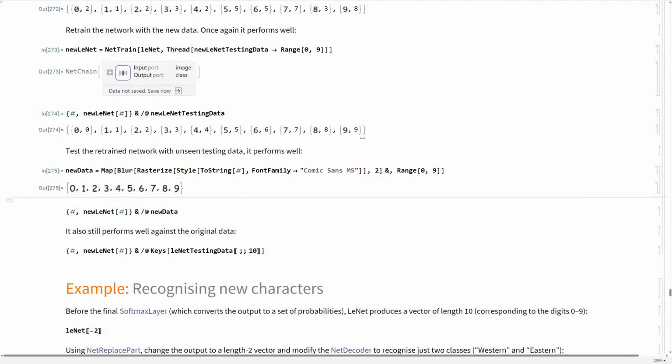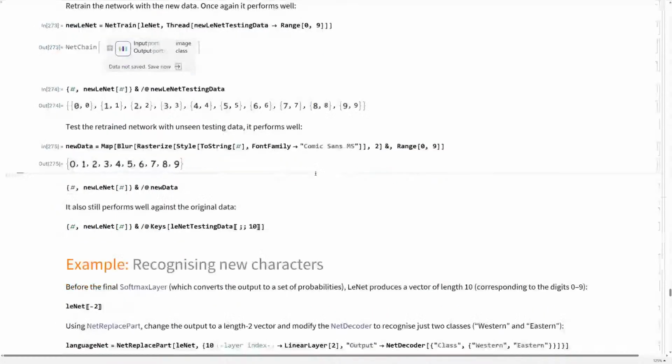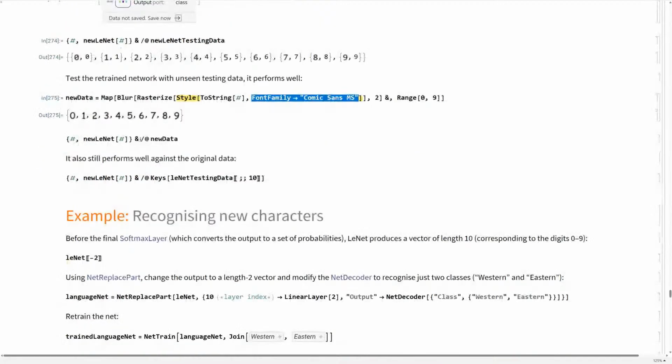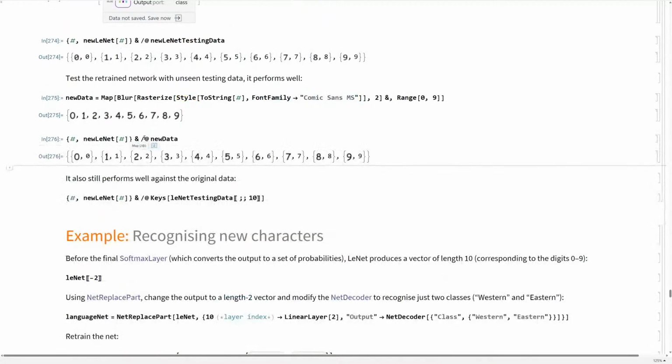So here we're creating some new data that the more trained LeNet has never seen before, with a similar idea but in a different font family, and blurred. This time I'm giving the testing data to the trained LeNet, and it's still behaving pretty decently.